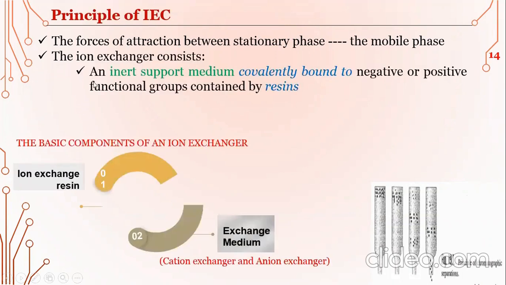In ion exchange chromatography, ion exchangers are used, and these ion exchangers consist of two parts. The first part is the inert support medium, meaning some paper or inert support medium, and that will covalently bind to positive or negative functional groups contained by the resin. So the resin will have functional groups on it, and those functional groups will be in the stationary phase.